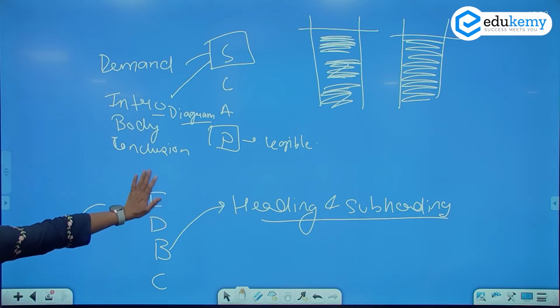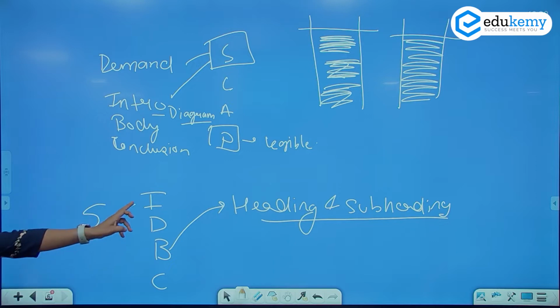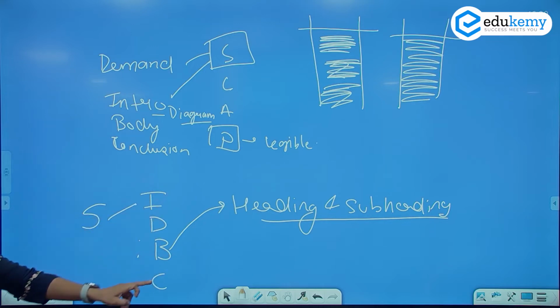And this is not just for geography optional. This is also for your GS 1, 2, 3 and 4. So you have the intro, you have the diagram, especially after the intro in the geography optional, the body, which should have headings and subheadings, and the conclusion. So this is the structure part.